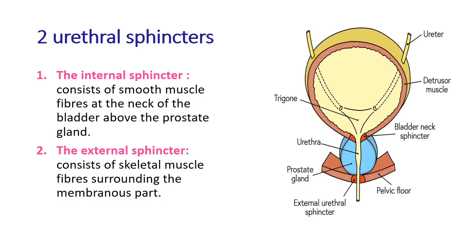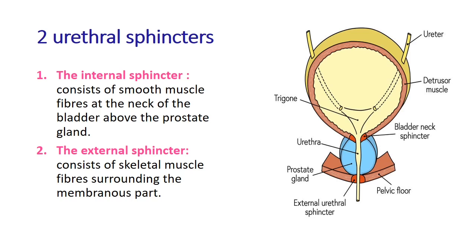Now, the internal sphincter consists of smooth muscle fibers at the neck of the bladder above the prostate. Where is it found? At the neck of the bladder above the prostate gland. And the external sphincter consists of skeletal muscle fibers which surround the membranous part of the urethra. So these are the two sphincters.